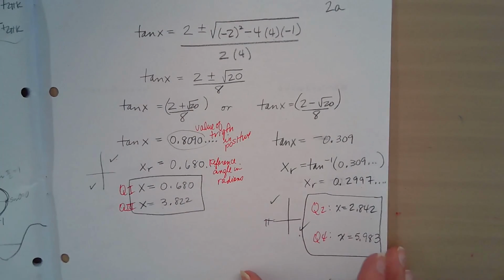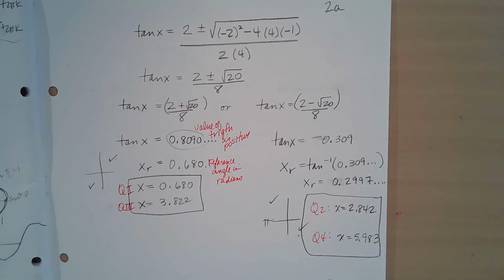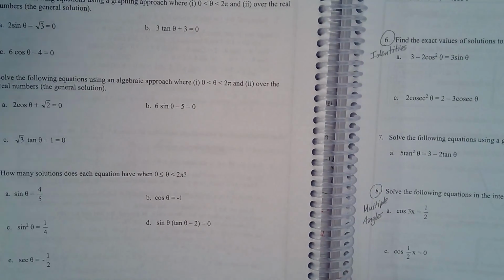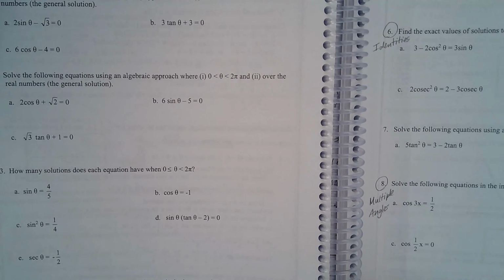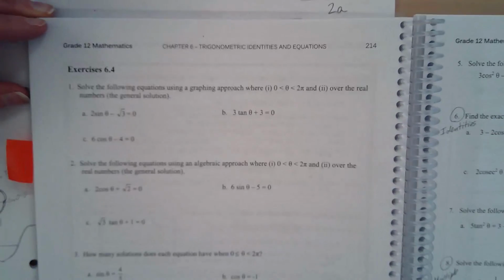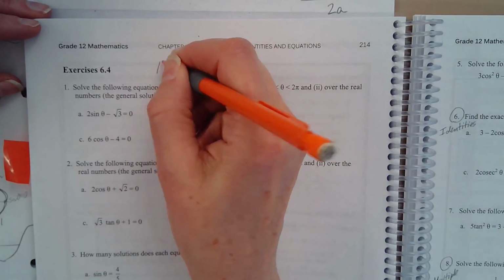All right. So you're waiting for me to tell you some homework questions. If you look on page 214, 6.4, you should be able to do everything from 1 to 5. So page 214, number 1 to 5.